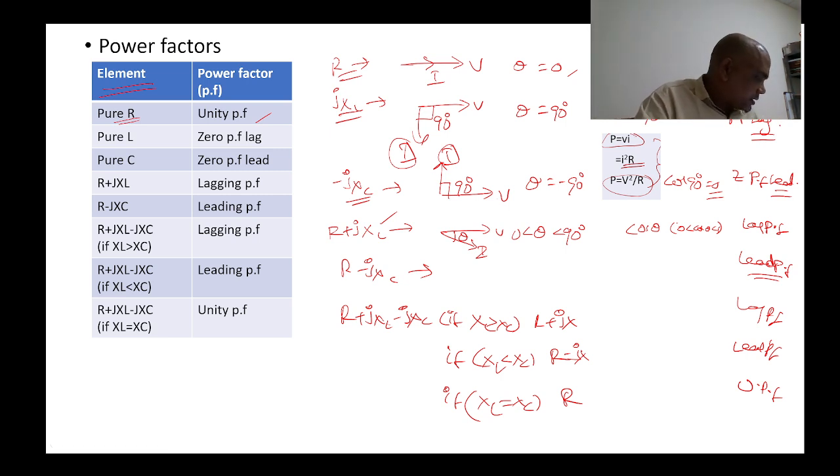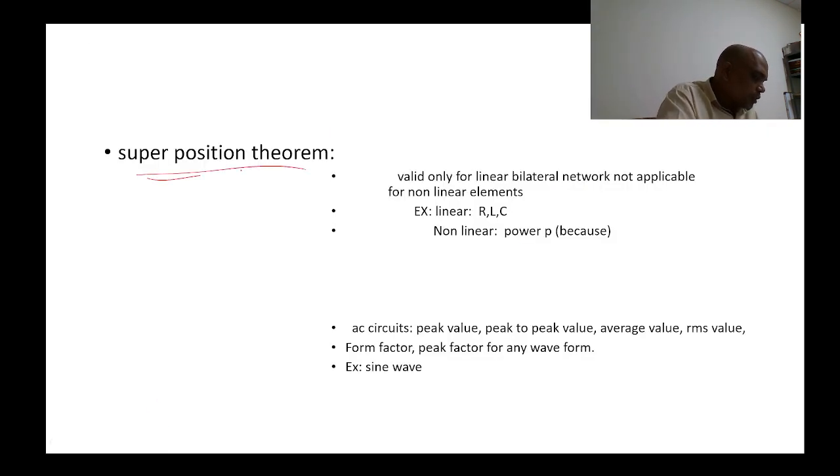Next, the superposition theorem. It is valid only for linear and bilateral networks. So what is linear? Y equals mx, this one is linear. Y equals mx square is a parabola, which means non-linear. Y directly proportional to x is linear; y directly proportional to x square is non-linear.